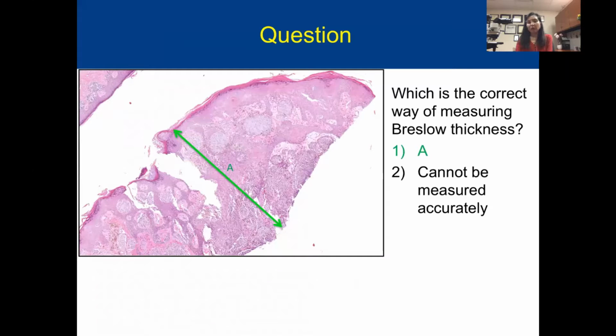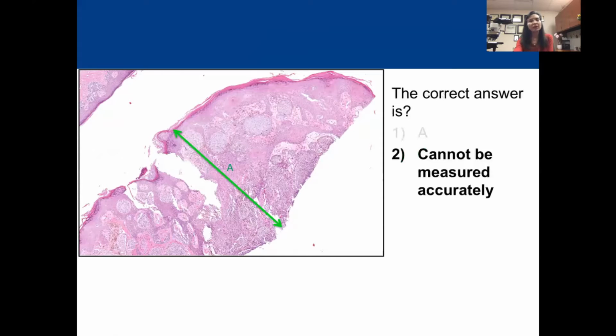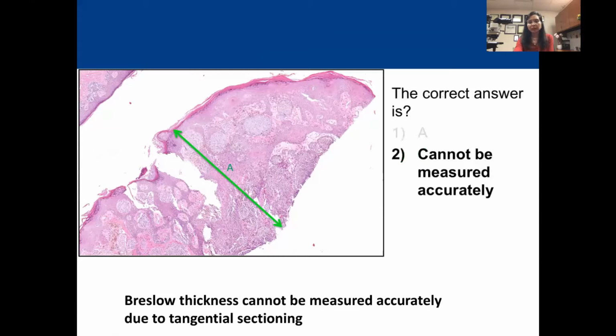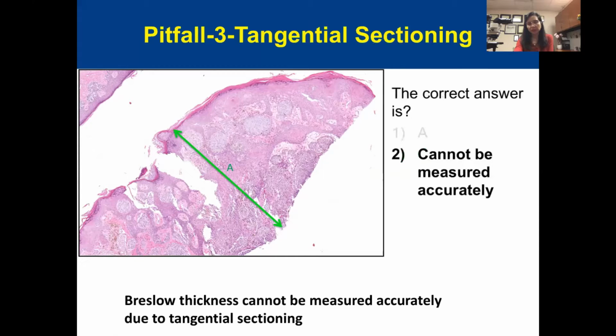another pitfall. So when you look at this skin biopsy, it's a shave biopsy, and we have epidermis nicely, and then the dermis is not so nice, because you are seeing other features of epidermis in the middle of the specimen. So what happened is this skin tissue section is tangentially sectioned. In those specimens, we cannot measure the tumor thickness accurately. So in those cases, what you have to say is the tumor thickness cannot be measured accurately, and that's due to tangential sectioning.